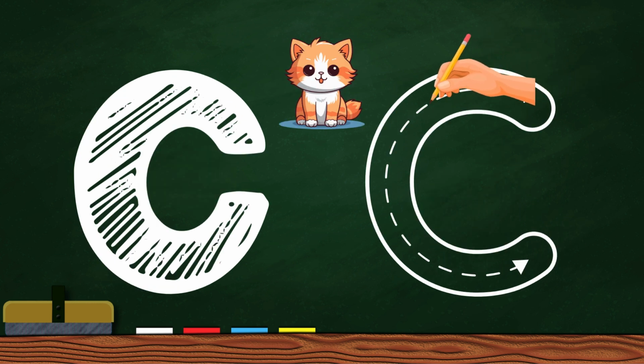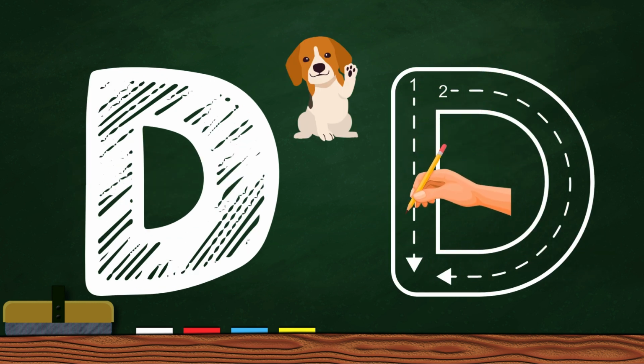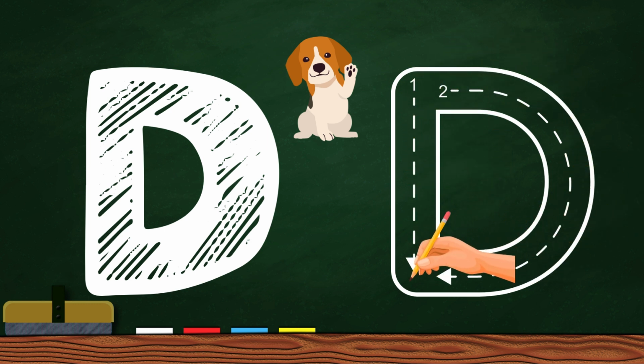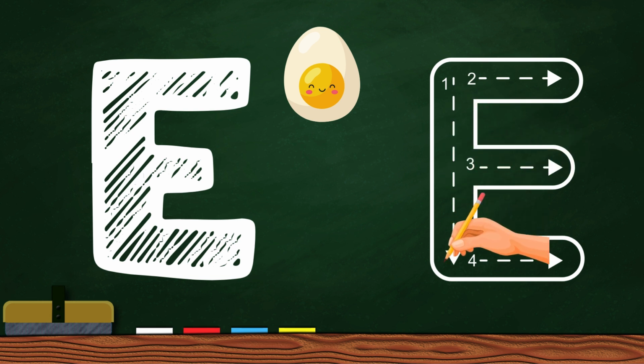Letter C, start at the top, curve around to the bottom, your C is found. Letter D, draw a line, then a loop to the right. From the top to the bottom, big and bright. Letter E, draw a line straight down the side. Three lines across where they reside.